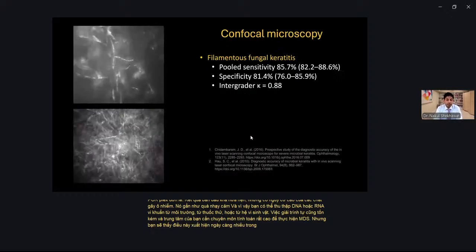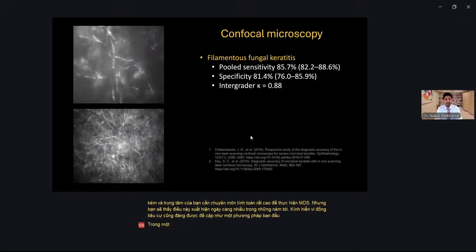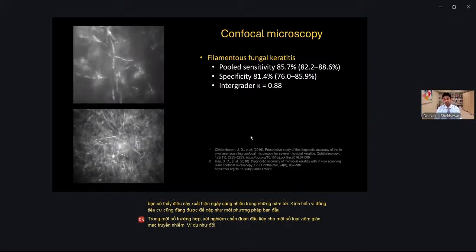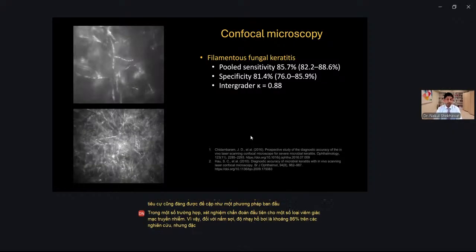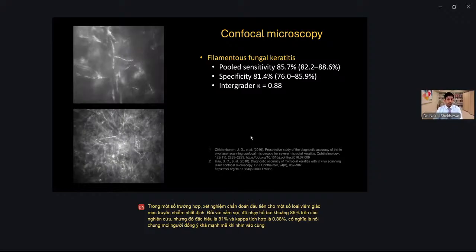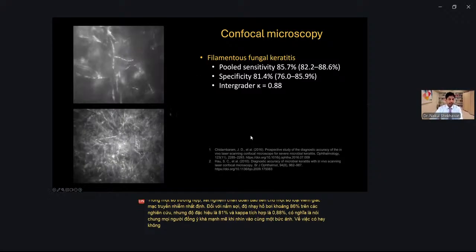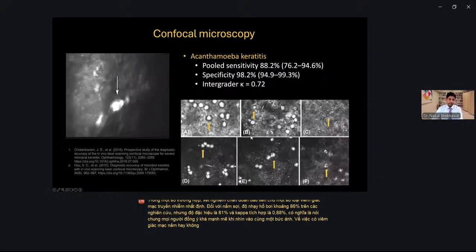Confocal microscopy is also worth mentioning as an initial, in some cases, first-line diagnostic test for certain types of infectious keratitis. So for filamentous fungi, the pooled sensitivity is approximately 86% across studies, with a specificity of 81%, and an interrater kappa of 0.88, which means that generally people agree quite strongly when looking at the same photo as to whether or not there's fungal keratitis or fungal hyphae, as you can see here in this confocal example.